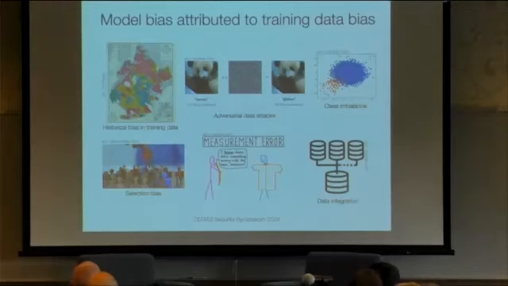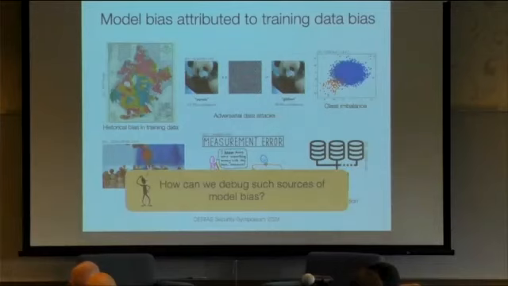There could be different instances of bias in your data. For example, there might be historical bias in the data that you have trained it upon. There might be a selection bias. You might have chosen the wrong data sets to work with. There might be a class imbalance in your data, and data poisoning attacks, and so on and so forth. How can we debug such sources of model bias?